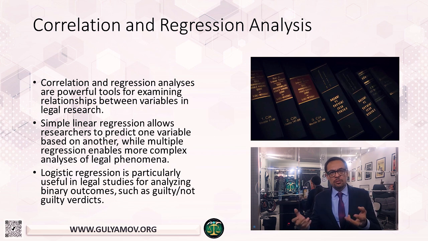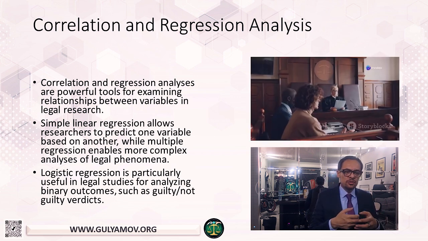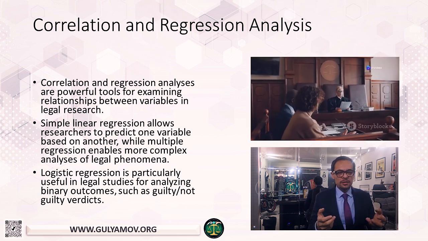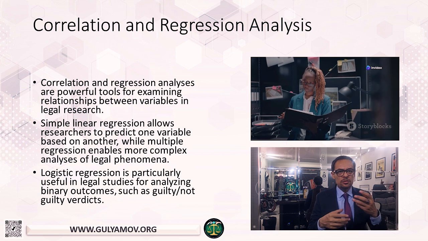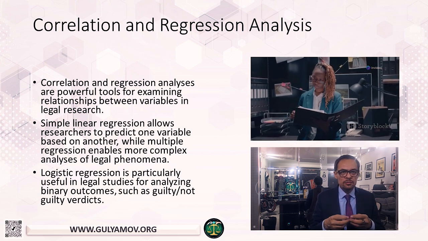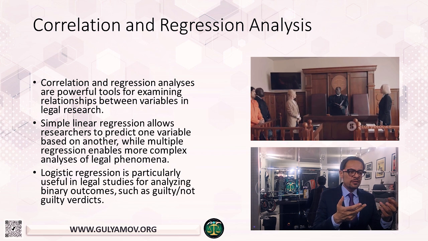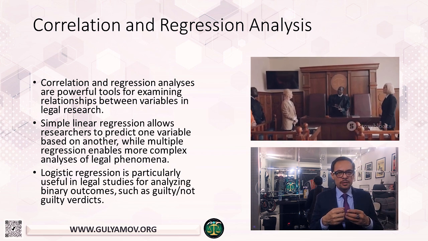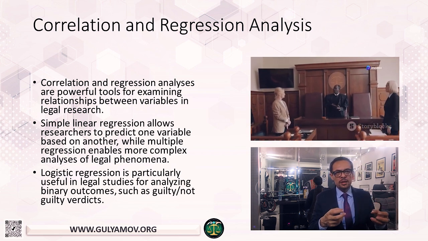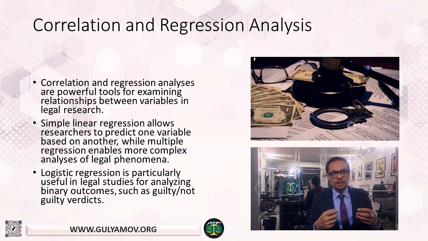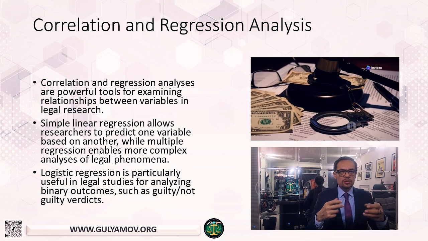Simple linear regression allows researchers to predict one variable based on another, such as forecasting case backlogs based on filing rates. Multiple regression extends this concept to include several predictor variables, enabling more complex analyses of legal phenomena. Interpreting regression coefficients and R-squared values provides insights into the strength and explanatory power of these models.